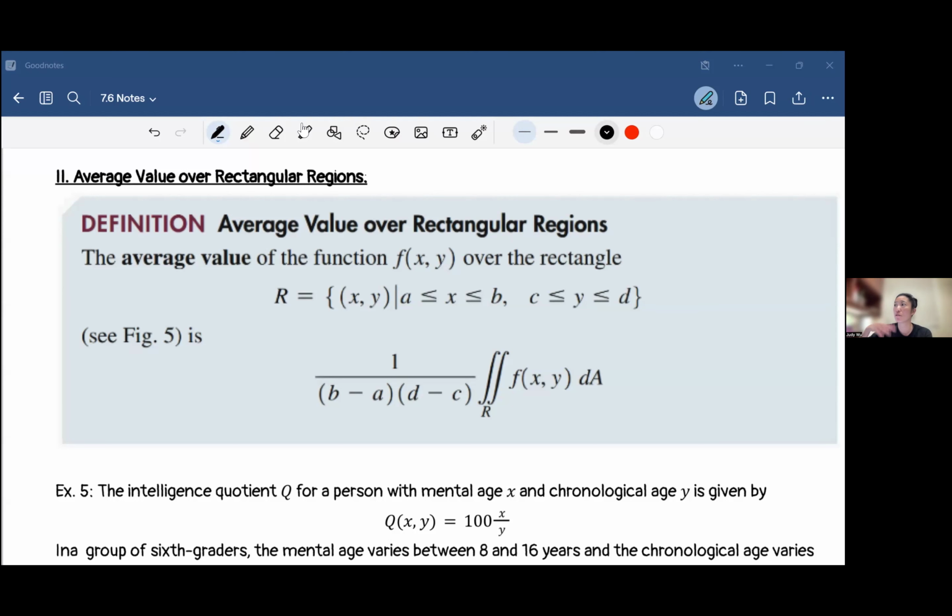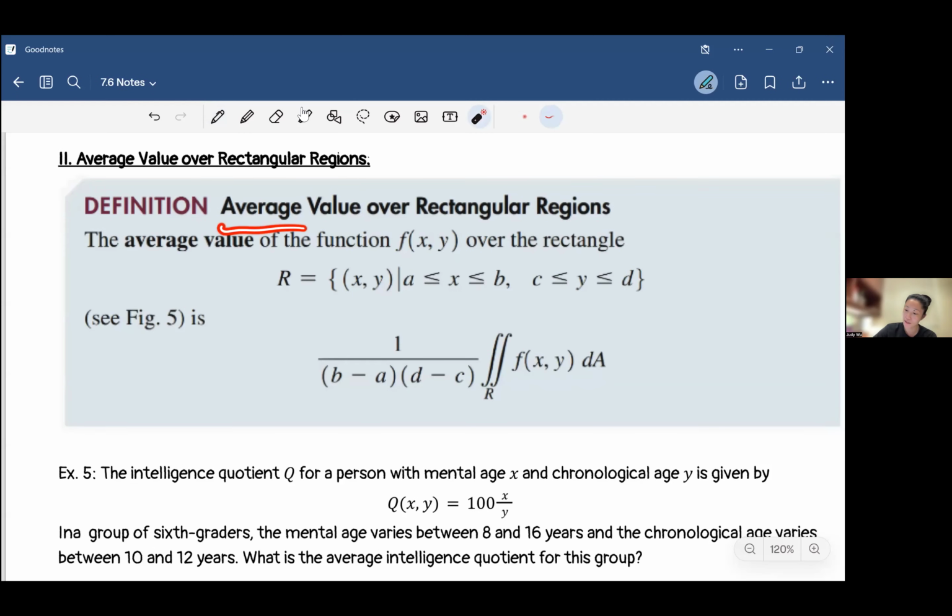And they're very similar to the idea of what we did in the previous video, where we're going to use those techniques, but actually show what they might mean in a different situation. Okay, so let's take a look at this first one. The average value over rectangular regions.